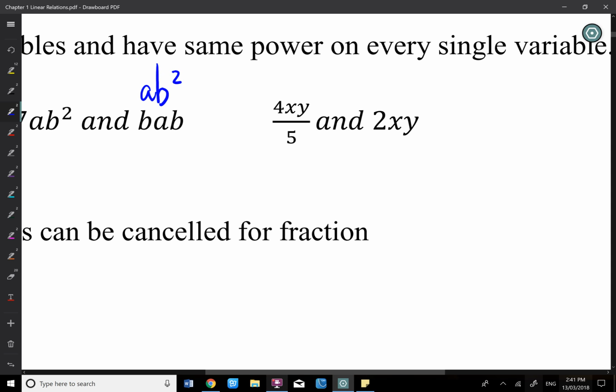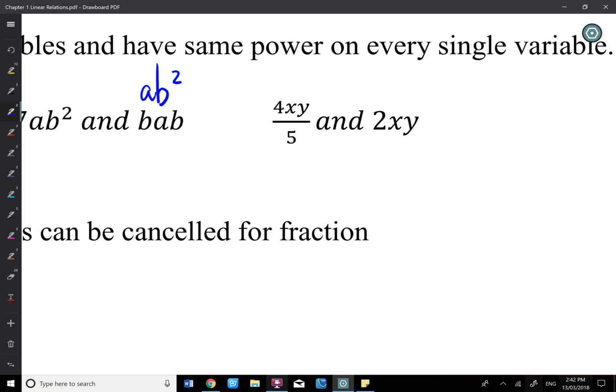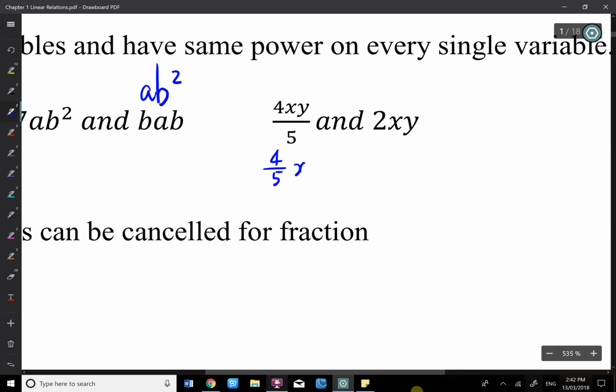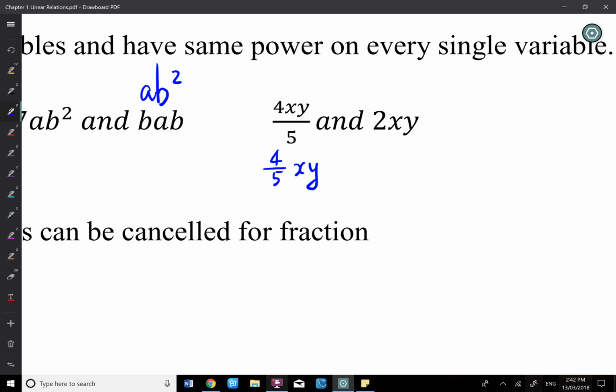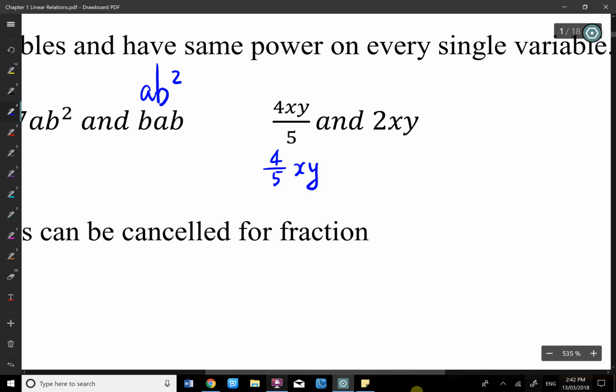For the last one, what's the coefficient for 4xy over 5? 4 over 5 is the coefficient. So it's 4 over 5 x times y. I can put xy on the numerator, but I can also take it down from the numerator. So the coefficient is, except the variables, the number left. If you hide x and y, we have 4 over 5 left. That's the coefficient. So 4 over 5 xy and 2xy are like terms as well. You can add or subtract them together.